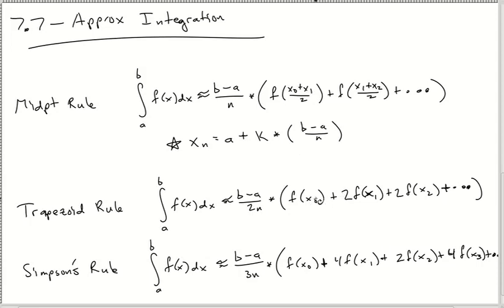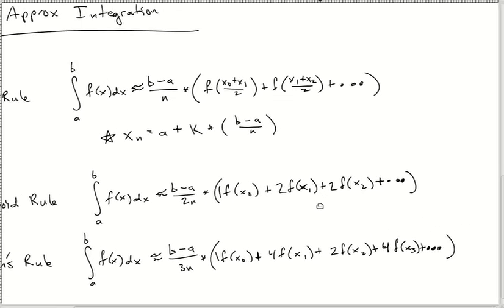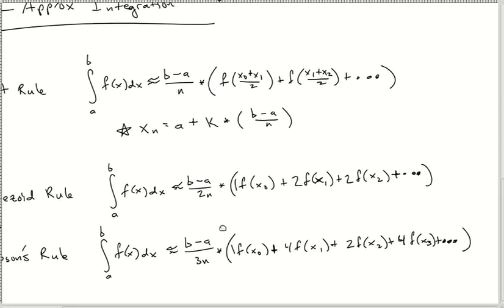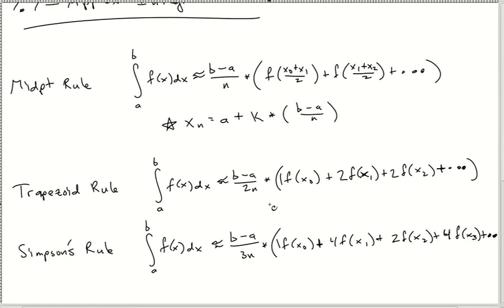On trapezoid rule, we got a regular 1, and then 2, 2, 2, 2, and it ends with a 1. I didn't write that: 1, 2, 2, 2, 2, 2, 1. And then Simpson's rule is 1, 4, 2, 4, 2, 4, 2, 4, 2, 4, 1. So there's still a 1 at the end. Again, I didn't write it, but a 1 is always at the ends. And then in between, you're always going to have a 4, 2, 4, 2, 4. Okay, so there you go.